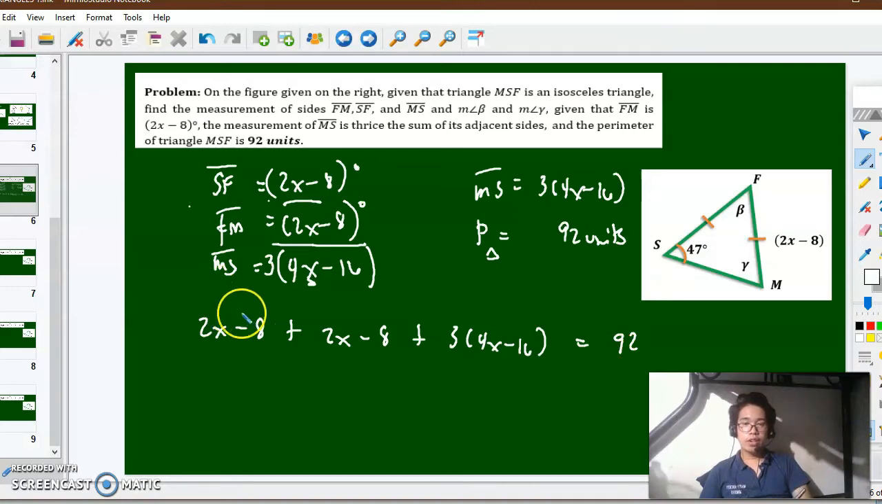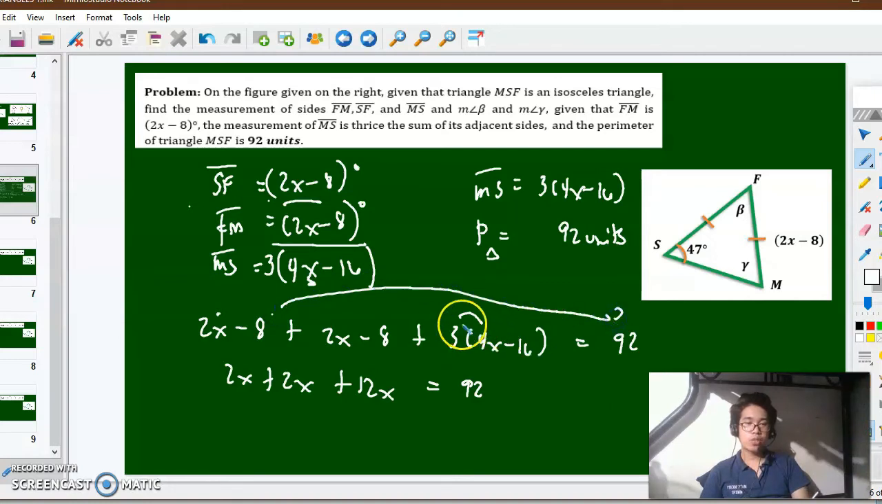So we have here 2x plus 2x, and then 3 times 4, so that's going to be plus 12x, and that's going to be equal to 92. Then you have here a minus 8, and if you transfer that to the other side, that's going to be plus 8. This one also transfers to the other side as plus 8. Then you have a negative 16, but you have to multiply it first by 3.